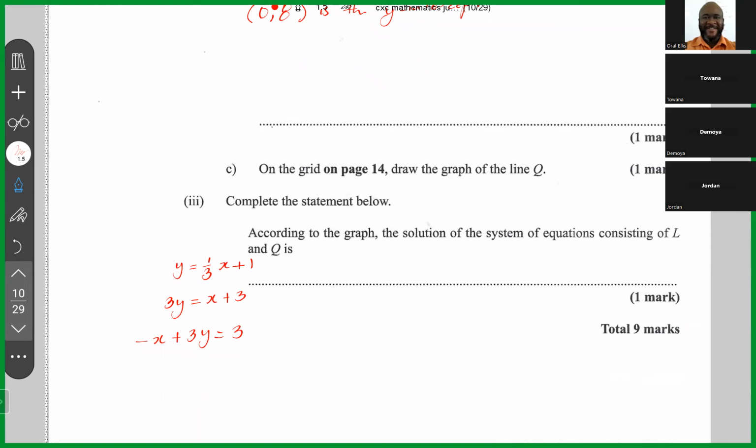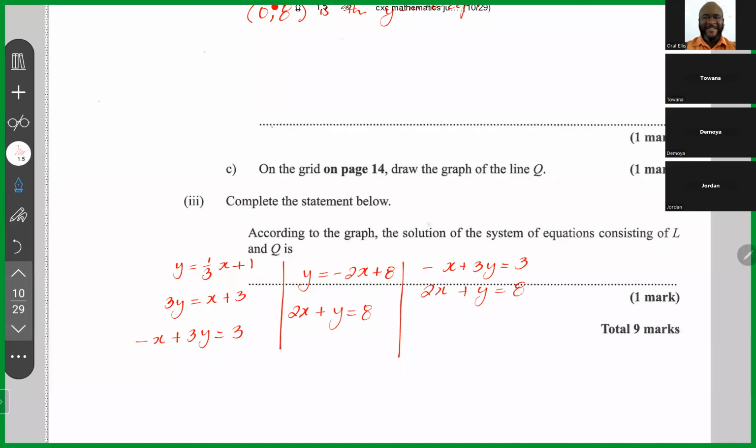So this is L. The next line is Q. Q is the line y is equal to minus 2x plus 8. We could say that this is 2x plus y is equal to 8. Our simultaneous equations would have minus x plus 3y is equal to 3, that's L. And we have 2x plus y is equal to 8.